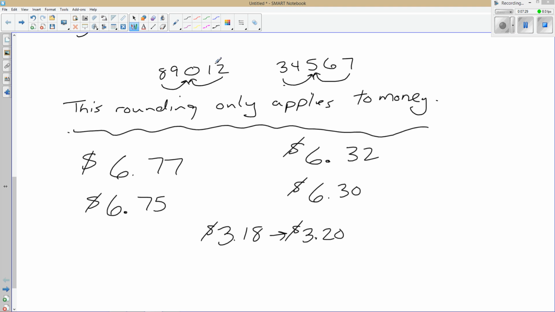So these would be your money rounding rules. 8 to 2, oddly enough, rounds to 0. 3 to 7 rounds to 5. All right, that's it for today.